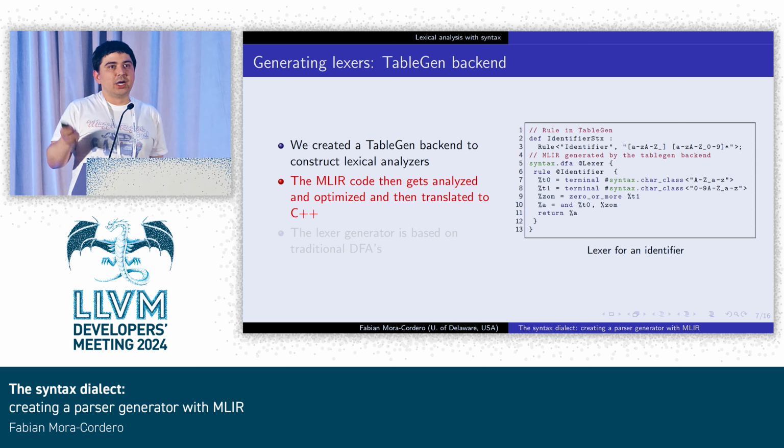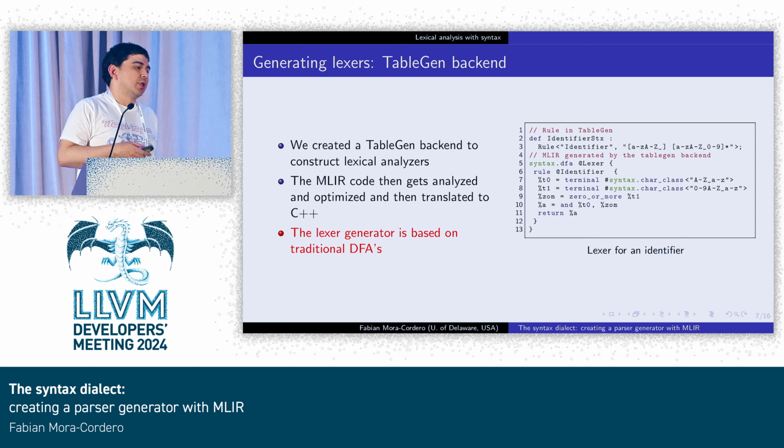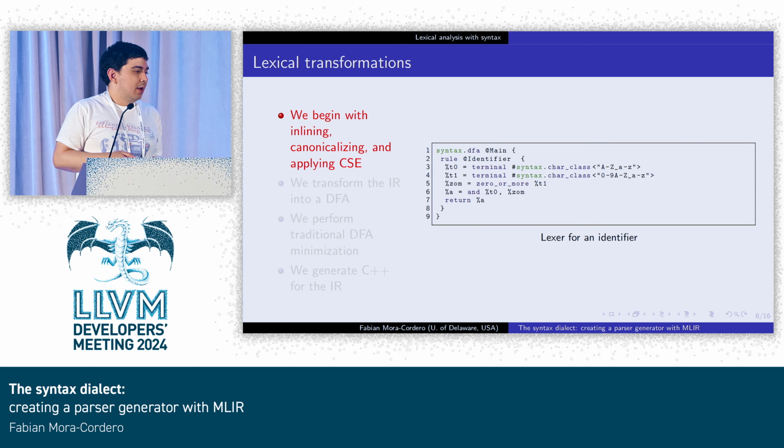Then this MLIR code gets analyzed and optimized and then translated into C++. In terms of the implementation for the lexers, they are based on the traditional DFA algorithm. In terms of lexical transformations, we begin with inlining, canonicalizing and applying CSE, because we also have some canonicalizations. For example, if you have zero or more, and inside the zero or more you have another zero or more, then you can say that is just one zero or more.